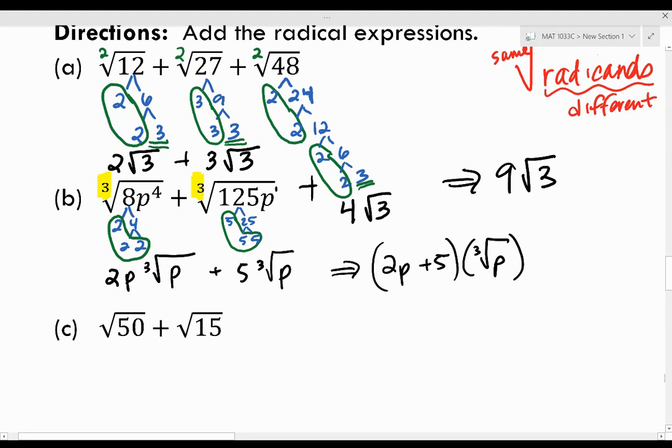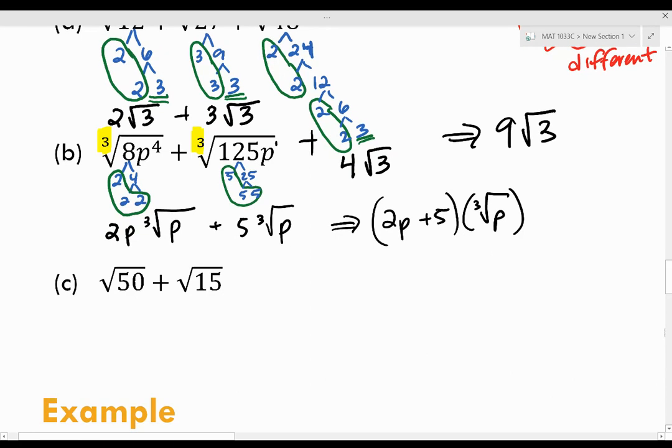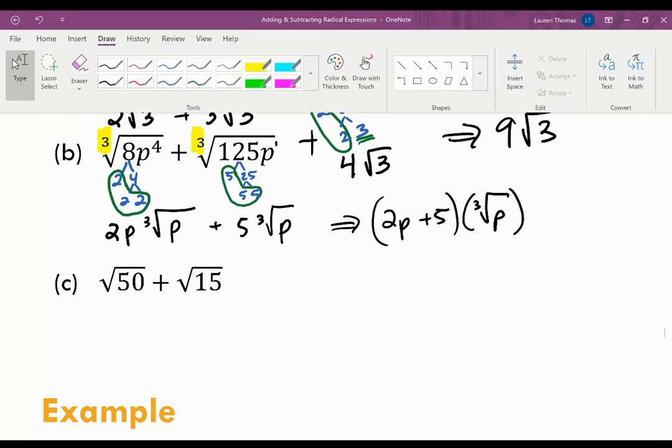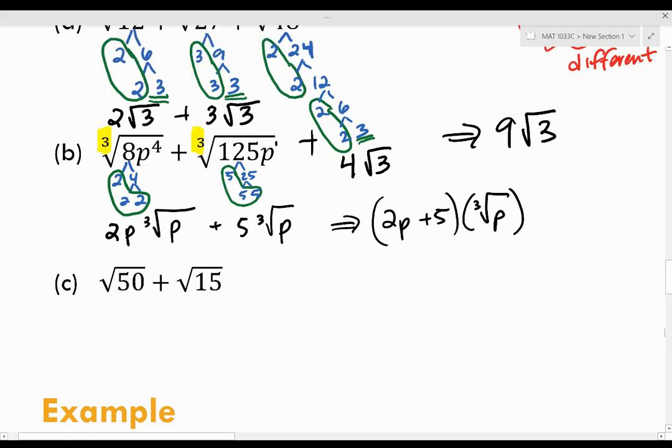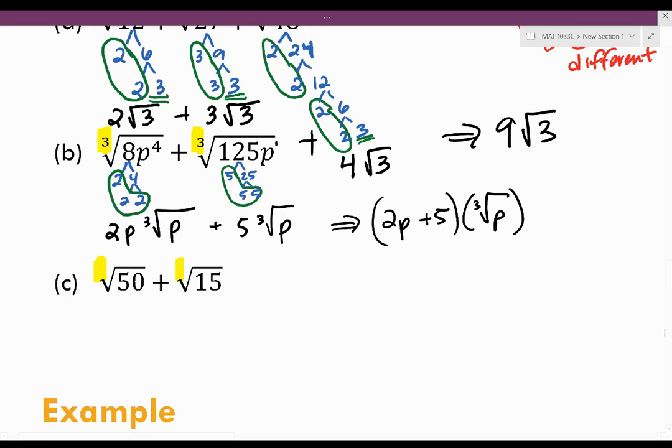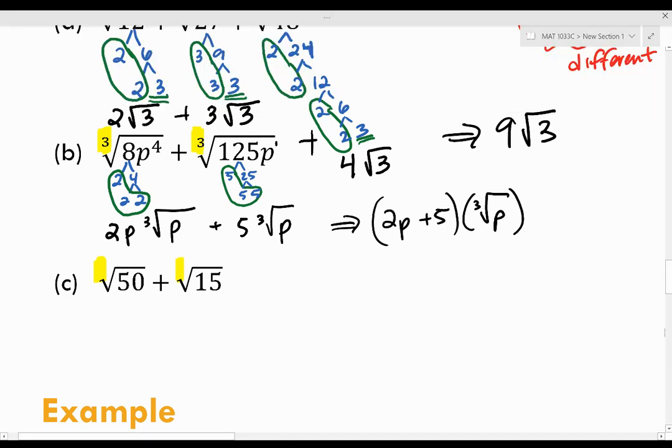All right, let's look at C. All right, for C, we have the square root of 50 plus the square root of 15. Okay, remember, in order to add or subtract radicals, their indexes and their radicands have to be the same. So for us, their radicands are not the same, but their indexes are. They're both 2. Remember, if you don't see a number that sits on that hook part of the radical sign, it's understood to be a 2. So we're going to need to break down those numbers into primes.